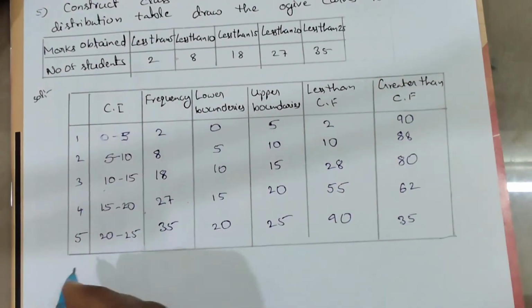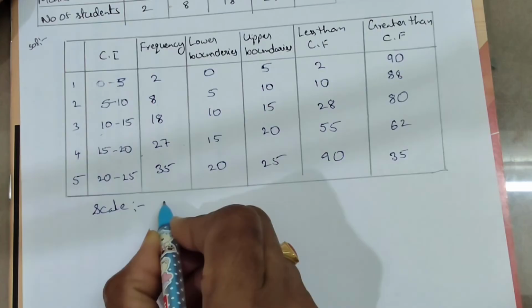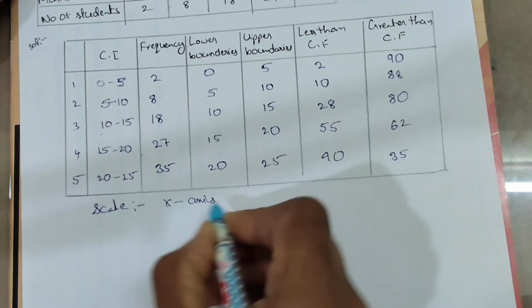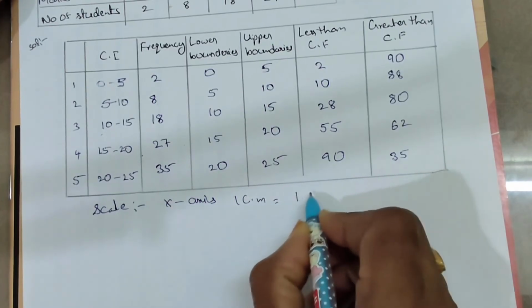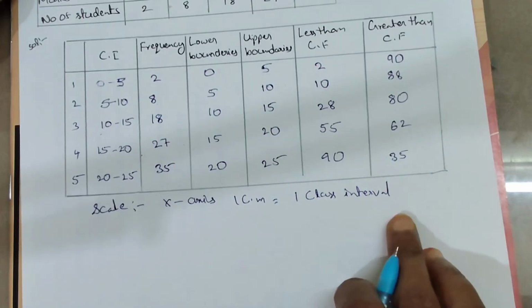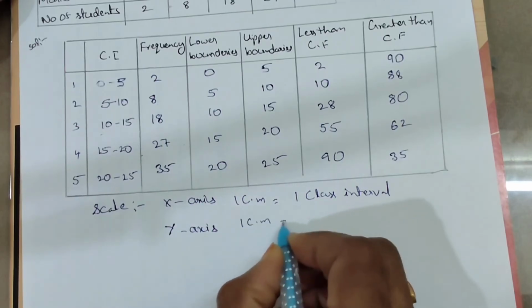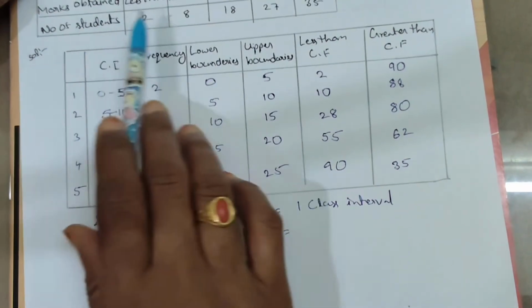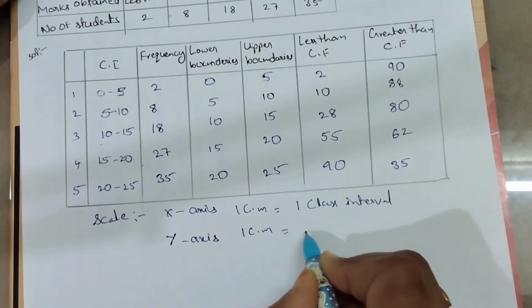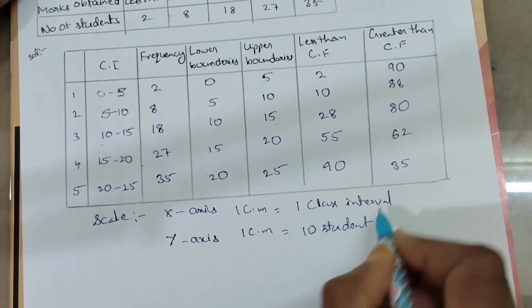So now we write the scale. On the x-axis, 1 centimeter is equal to 1 class interval. Next, the y-axis: 1 centimeter equals the number of students. We write 10 students, so each centimeter equals 10 students. So this is the scale.